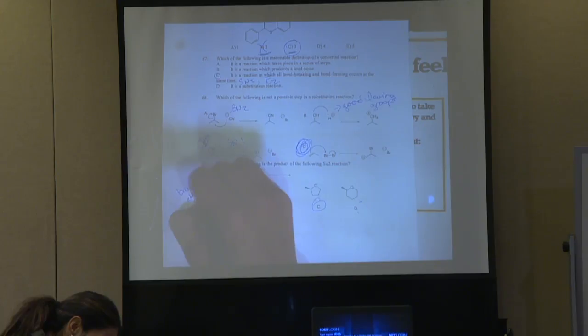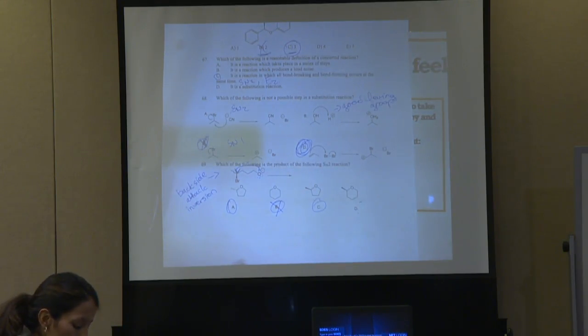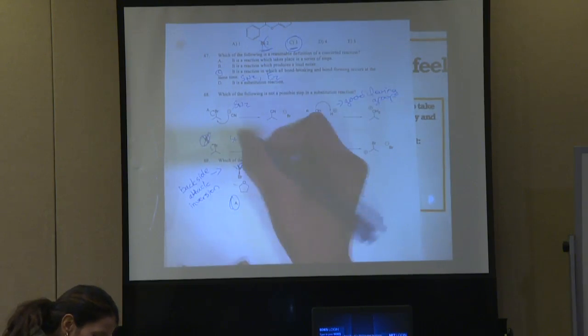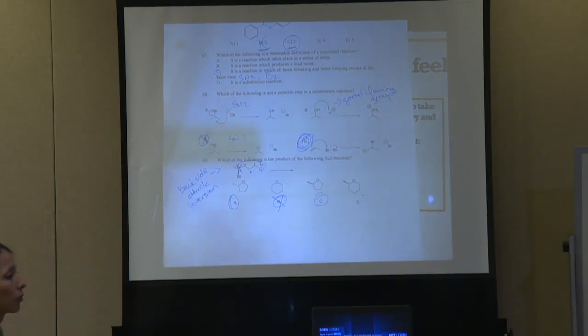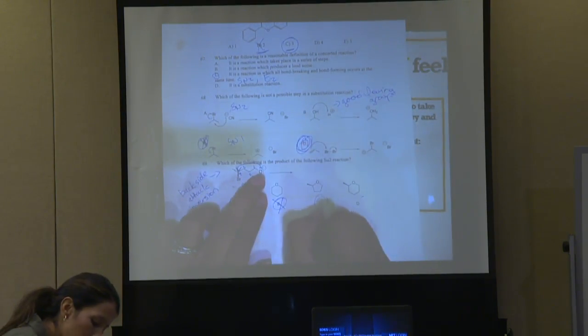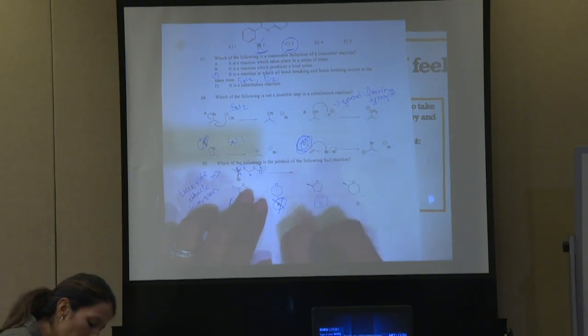So it's going to be inversion. Okay, so let's count the carbons. We have 1, 2, 3, 4. So when I form the ring, I have to make sure there's only 4 carbons in that whole ring, right? So I have my oxygen that acted as a nucleophile, and then I have 4 carbons. So 1, 2, 3, 4.